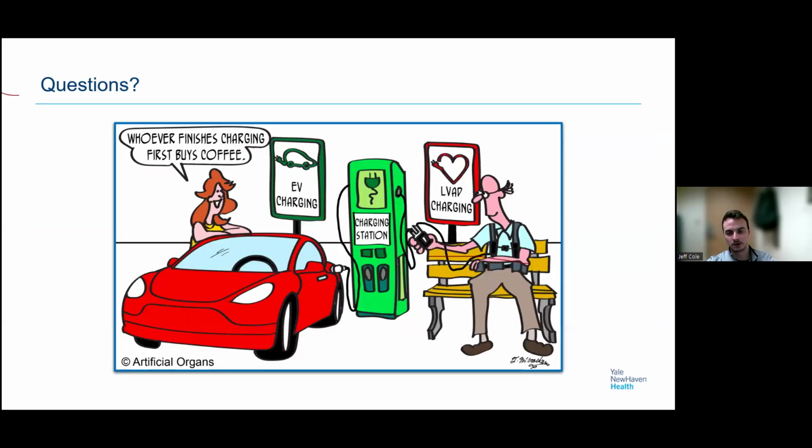I like to put in a nice little cartoon at the end of my presentation. So whoever's charging their Tesla might also be charging their LVAD.